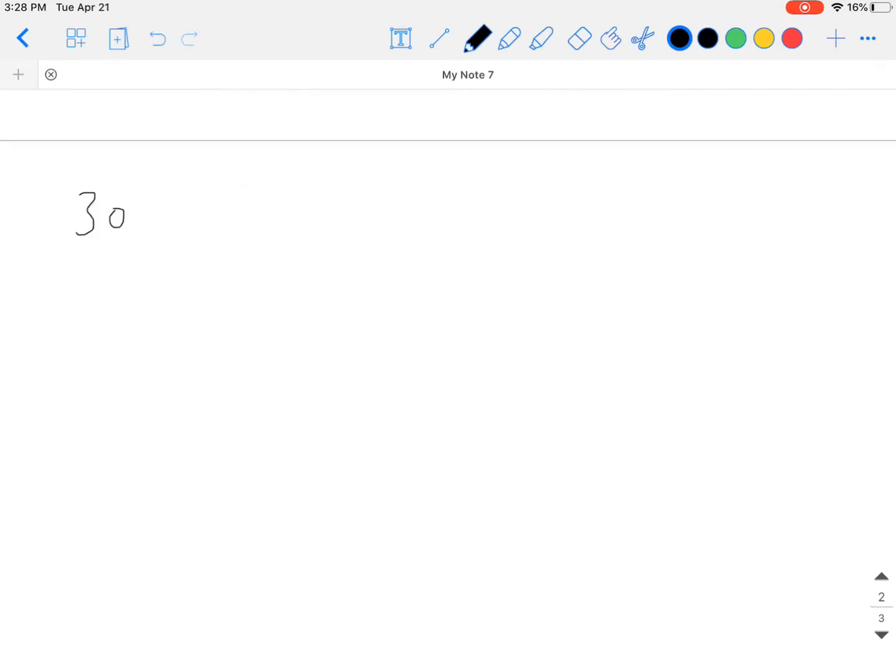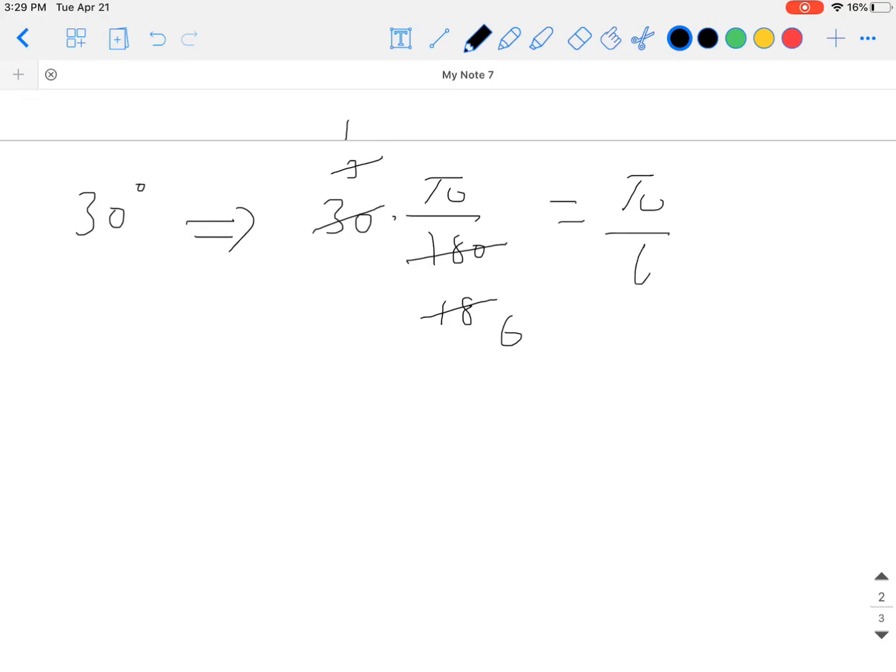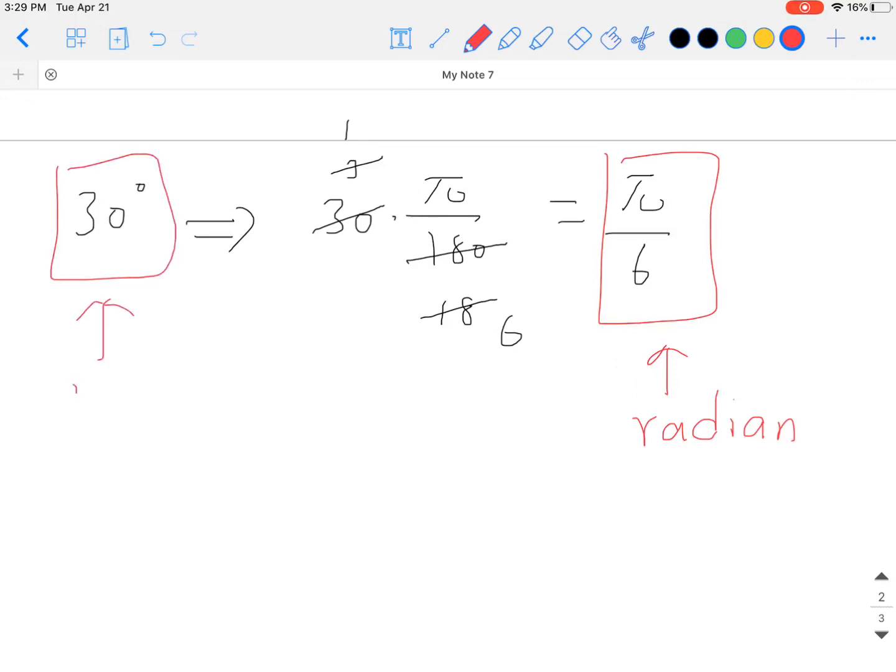And furthermore, if we want to convert 30 degree to radian, what we're going to do is 30 times pi over 180, and we want to simplify this. So first of all, we can divide by 10. We have 0, 0 gone, right? And 30 divided by 10 is 3. 180 divided by 10 is 18. And then 3 and 18 divided by 3 again, I have 1, and 6 on the bottom, so it's pi over 6. So just notice that this is radian, and this is degree.